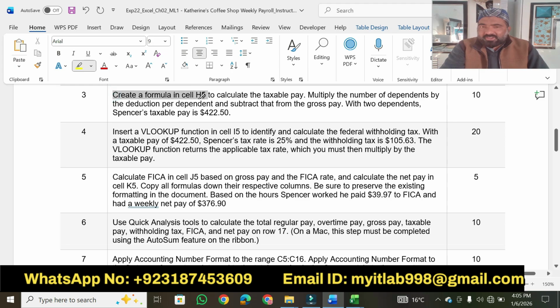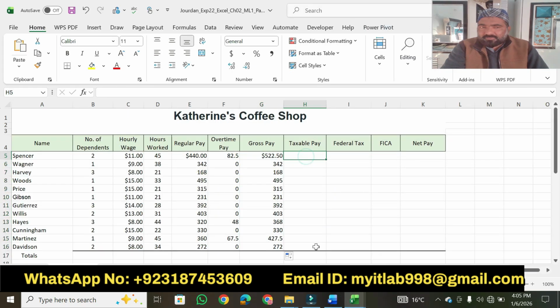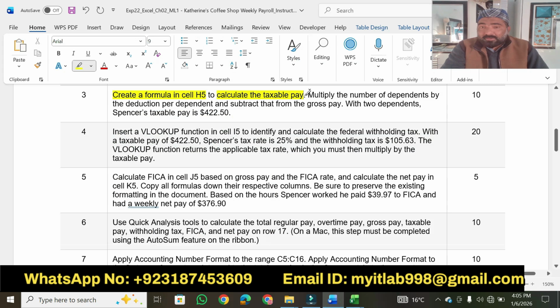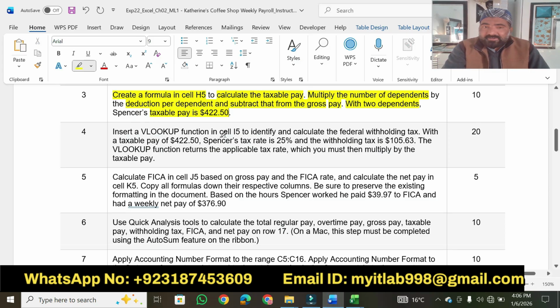Create a formula in cell H5 to calculate taxable pay. Here is H5 and we have to find taxable pay. Multiply the number of dependents by the deduction per dependent, then subtract that from gross pay. Okay, so with two dependents, taxable pay is this one. So now we have to calculate taxable pay. Multiply the number of dependents by the deduction per dependent.